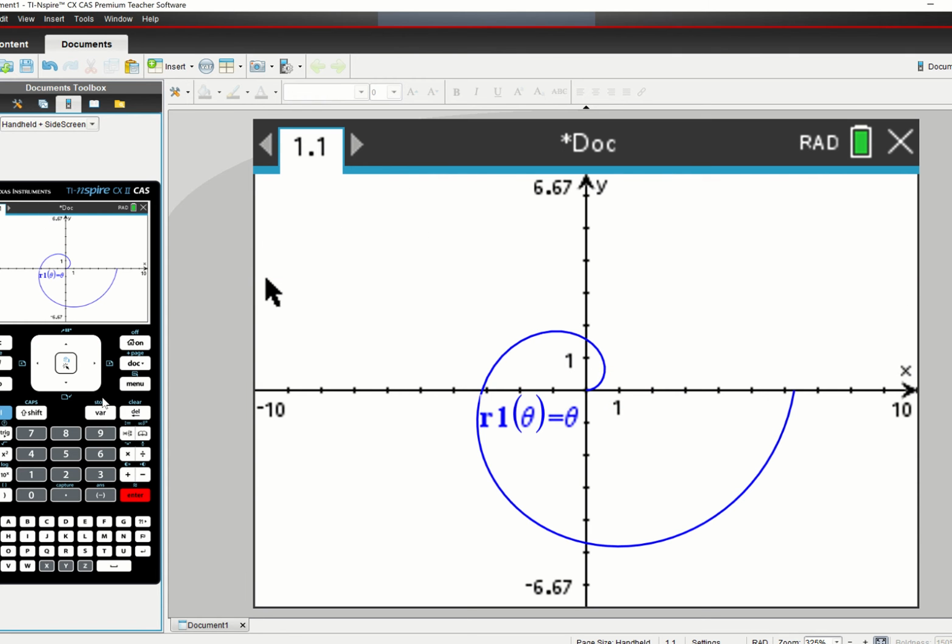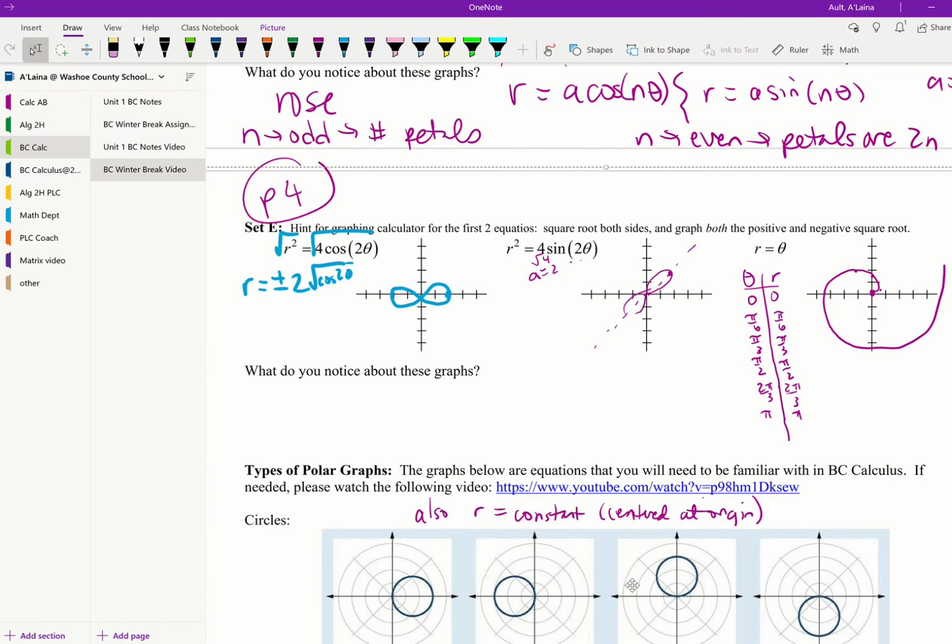This actually has a name. And by the way, if we continued making our domain bigger, I just went around 2 pi, it just continues to spiral around and around and around. This is called Archimedes' spiral. It's a pretty cool little graph. Archimedes is a Greek mathematician. So this is Archimedes' spiral.